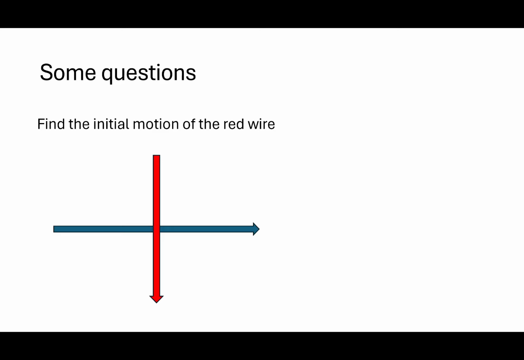Think about the right hand grip rule and the direction of the magnetic field curling around the blue wire, and think about the direction of the red wire. Like, where's the current going? Out of page and down slightly.